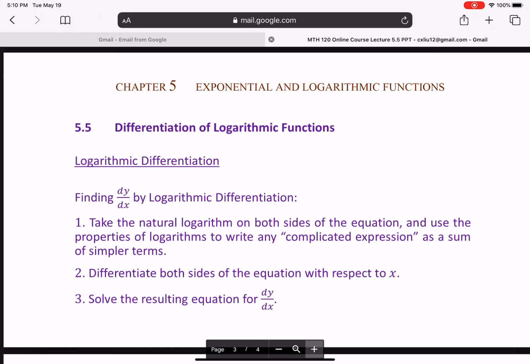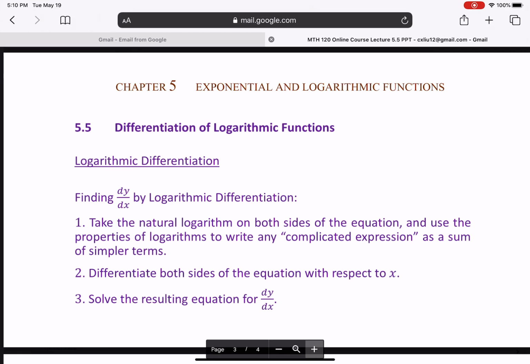One of the important applications of logarithms is logarithmic differentiation. Sometimes we have some complicated functions like a product of multiple functions or a quotient of functions. And then it will be much simpler to use the technique of logarithmic differentiation. So what's logarithmic differentiation? We do 3 steps.